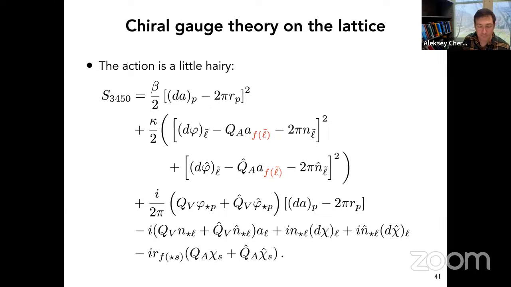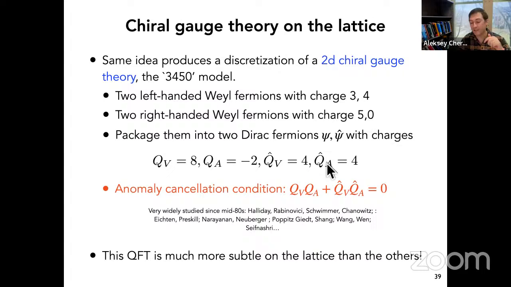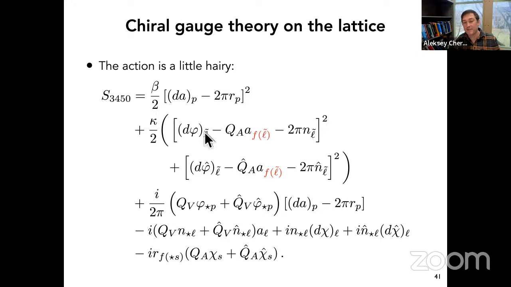So the action, I'll just admit, is kind of hairy. The first line is the gauge field, same as before. And then the second two lines contain the two scalars that represent the two Dirac fermions. And you see, now we're gauging the shift symmetries with appropriate charges. Those are the axial symmetries, the QA and QA hat, the two charges that we had here. And in doing that, we need the F function because this field phi lives in a dual lattice. The original field, the gauge field A, lives in the original lattice. If you want to write it inside this covariant derivative, the index here needs to, you know, somehow get information about a link on the dual lattice and get it to the original lattice. That's where the function F comes in.